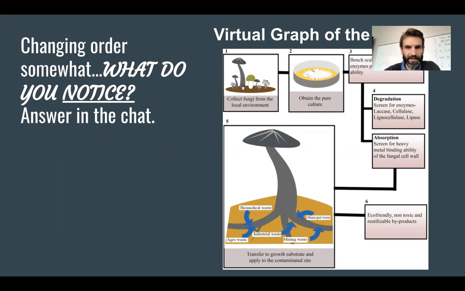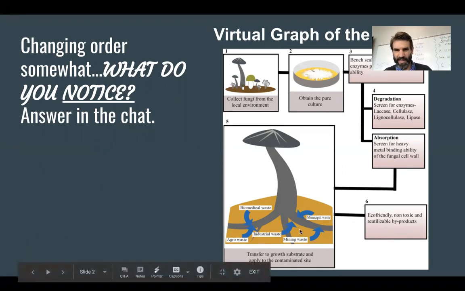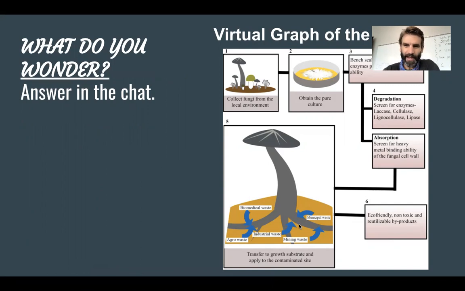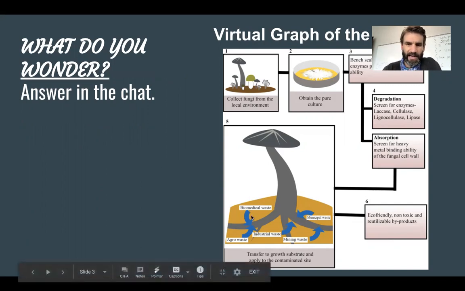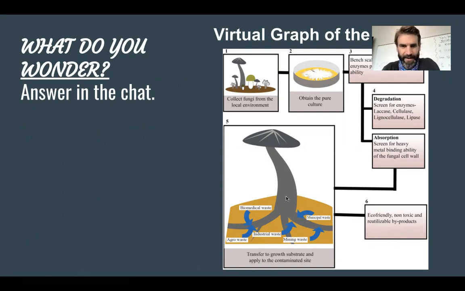A lot of students noticed that there's a mushroom there, some fungus. They noticed that there's some interesting things that seem to be going into the kind of roots of the fungus here. And we kind of wondered, what did this mean here? Why are these different waste arrows pointed at the roots of this fungus?